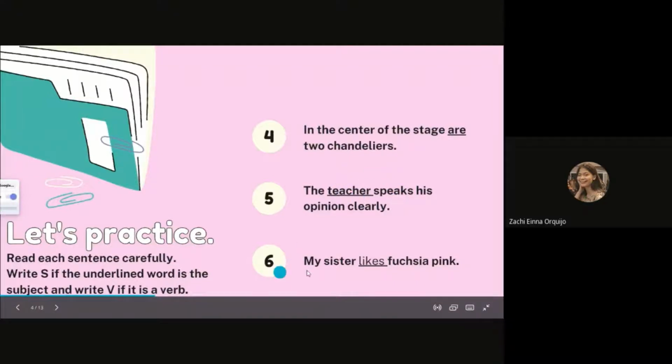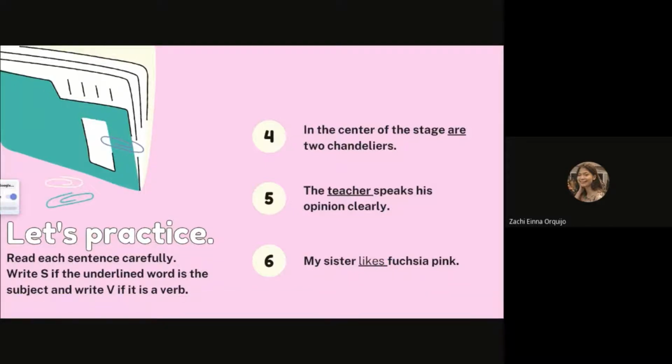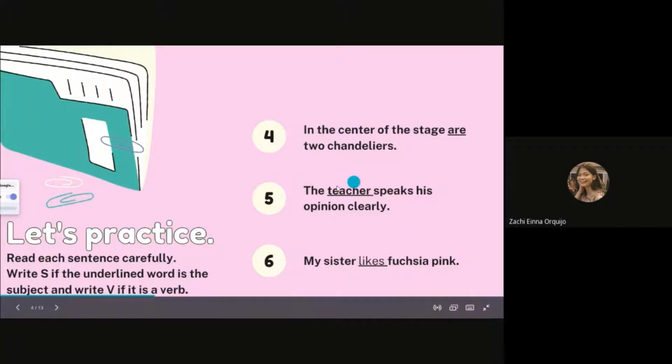And for the last one, my sister likes fuchsia pink. So, pinag-uusapan dito ay yung sister, bali ang word na likes ay verb. So, pag sinabing subject, ito yung pinag-uusapan sa isang sentence. Usually, ito ay person, ito ay thing, ito ay place, no? Katulad ng teacher, ng sister. Pero pag sinabing verb, ito yung action word or yung kinikilos sa sentence.